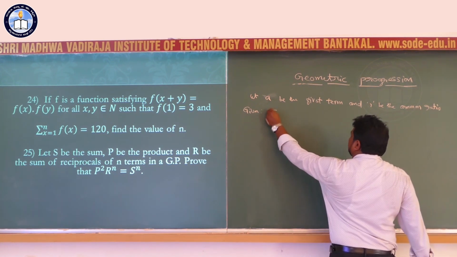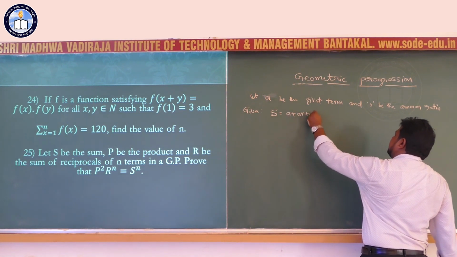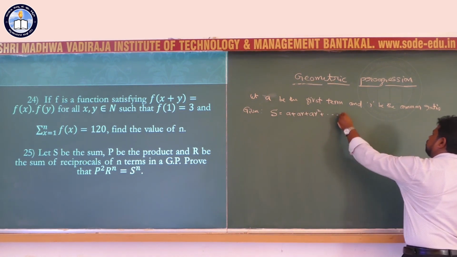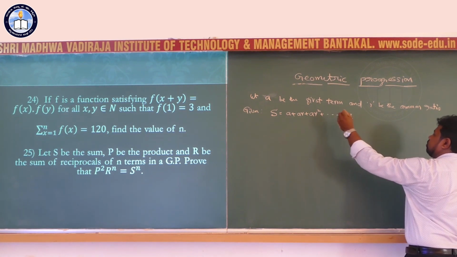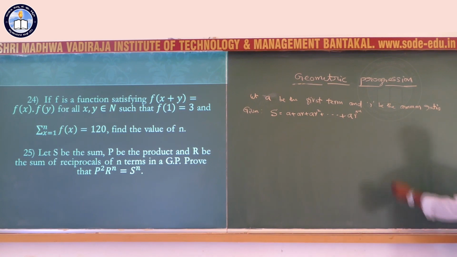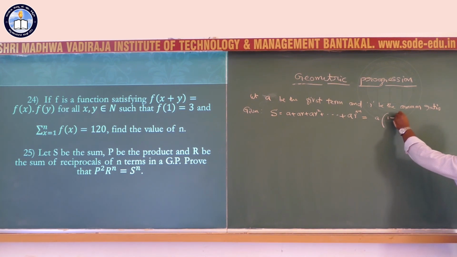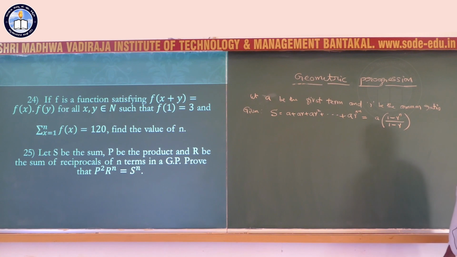Therefore, S equal to A plus AR plus AR square up to A into R power n minus 1. That can be written as A into 1 minus R power n divided by 1 minus R, the sum of first n terms of GP.